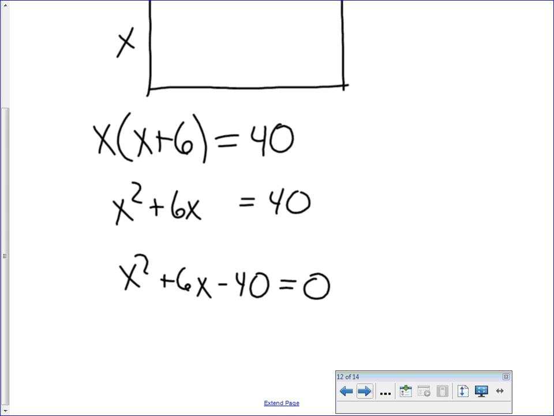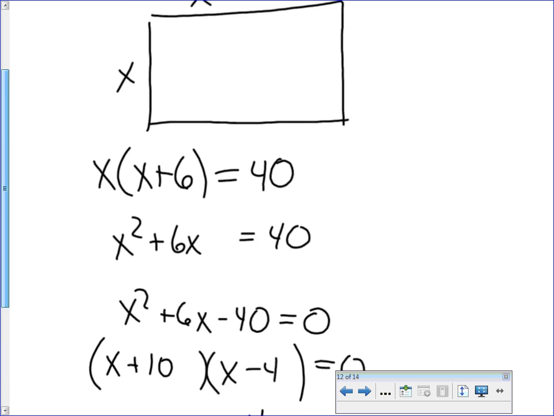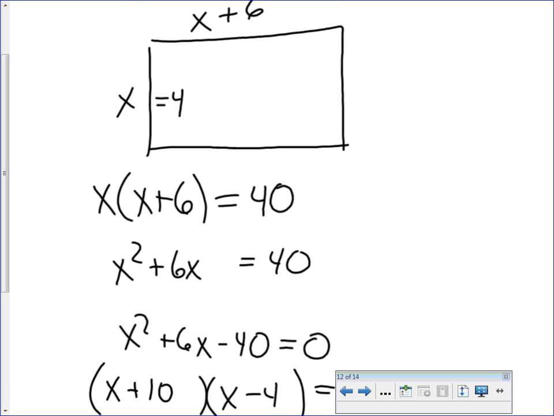And now I can choose any of the ways I know to solve this: factoring, quadratic formula, graphing, whatever. But what we will find is that the easiest way to do it is by factoring, which is x plus 10 and x minus 4. Now if we solve this, I get two different solutions. I get negative 10 and 4. And this is one of those interesting situations where you can't have the length of a side be negative 10. So the answer is one side is 4 and one side is 10. And there's my 40.